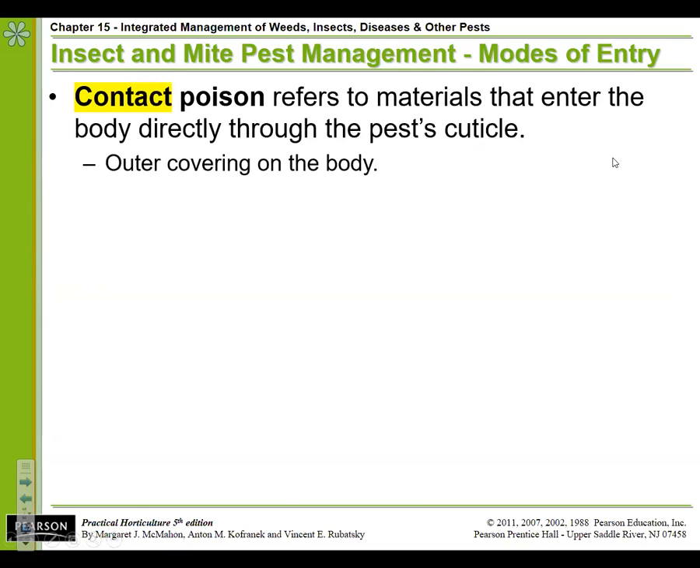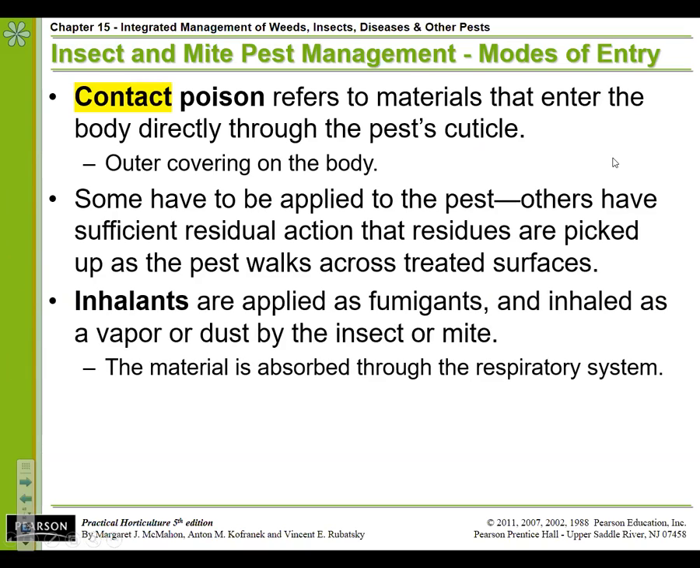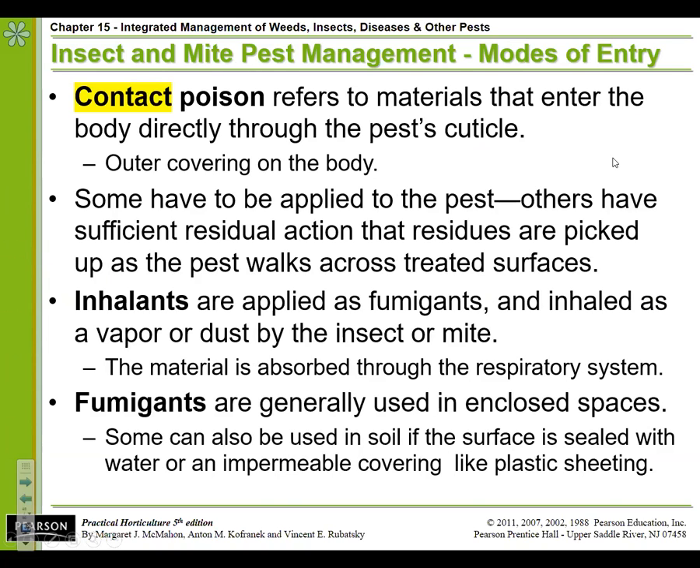Contact poisons, we have to actually hit the body of the insect for it to be effective. And usually these are removing the cuticle that's on the insect itself. We can also look at inhalants or fumigants, or vapors or dust that the insect absorbs through its respiratory system to destroy it.